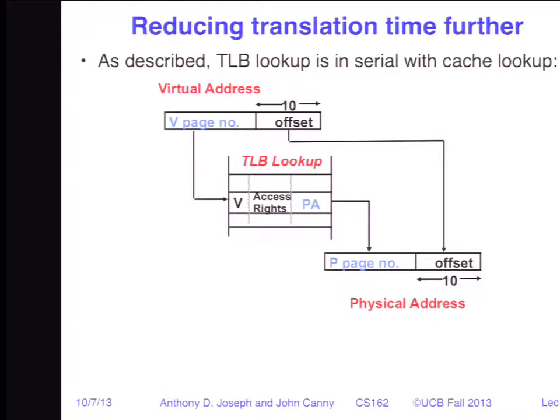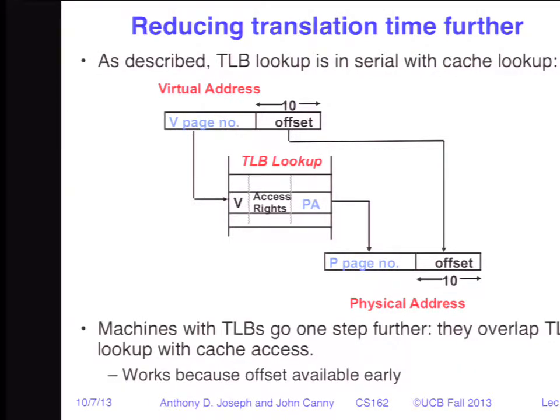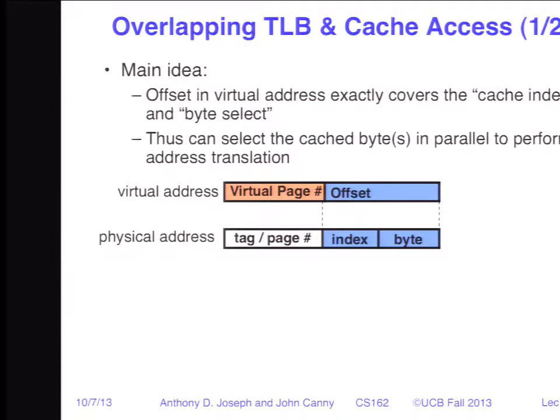But it turns out that our offset is available immediately. Right? We know what the offset of the physical address is going to be because it doesn't change. Right? Unlike with segments, with pages, the offset is the same as the virtual address offset. So here's how we're going to organize our cache. We're going to organize our cache so that the offset exactly covers the byte select and the index bits of our physical address.